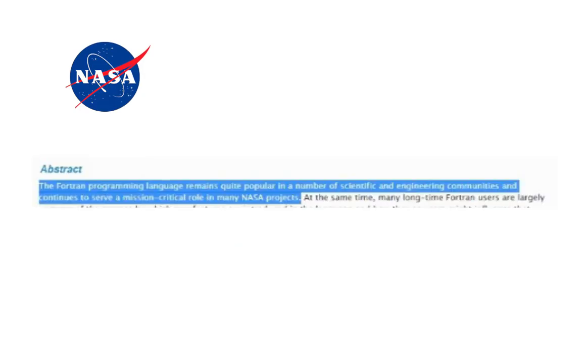Thomas Kuhn, who works at NASA, said Fortran remains quite popular in a number of scientific and engineering communities and continues to serve a mission critical role in many NASA projects.